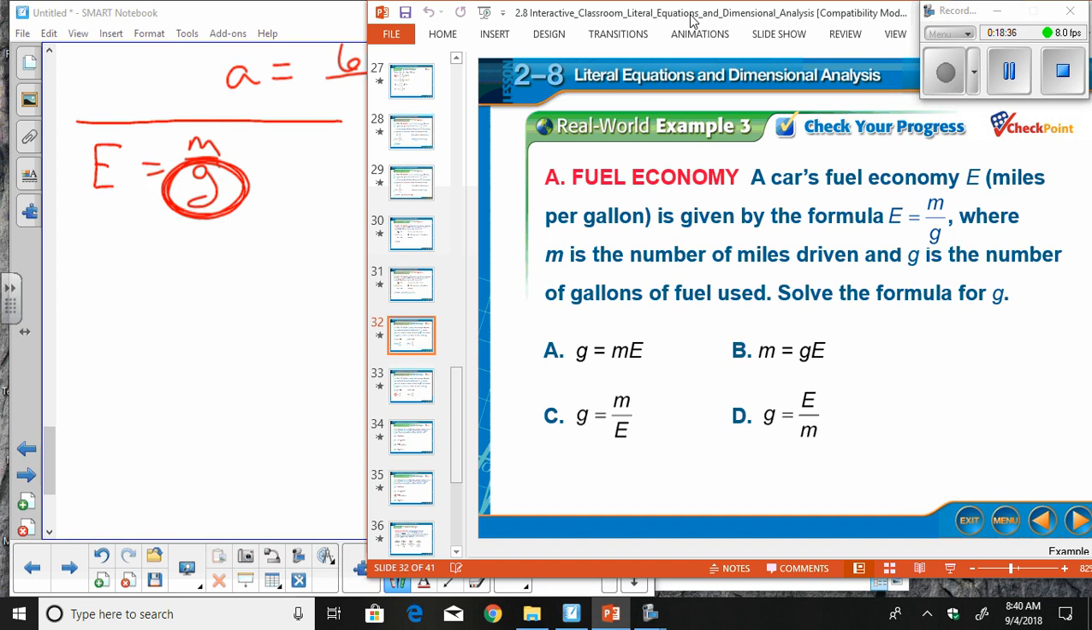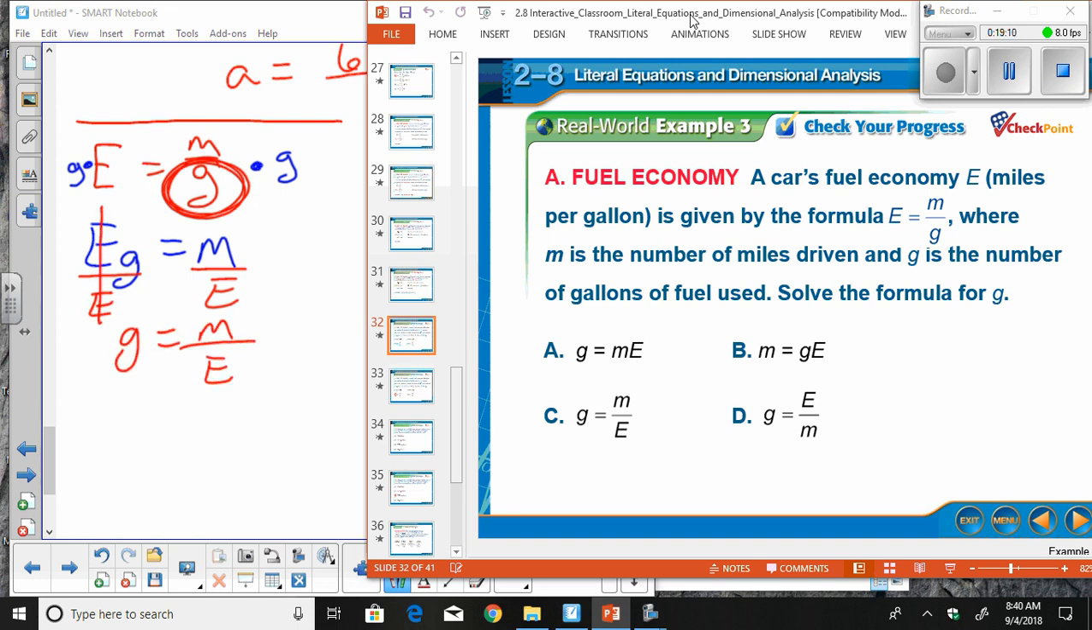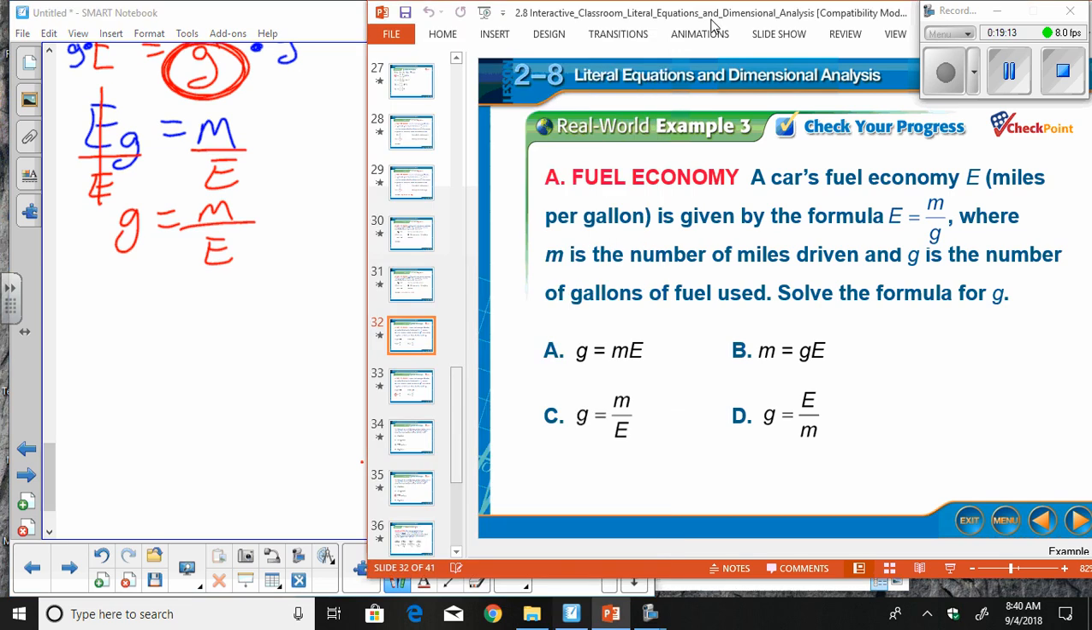So now I have to move the G first, get rid of the fraction, then get G by itself. So the first thing to do is to get rid of the fraction. I do just like I did before. I multiply by G on both sides. So now I have capital E times G equals M. But we're still looking to get that G by itself. So what's with the G? It's a big E. So what am I doing? You're multiplying. What's the opposite of multiplying? It's to divide. So I divide by E on both sides. And I get G is equal to M divided by E.